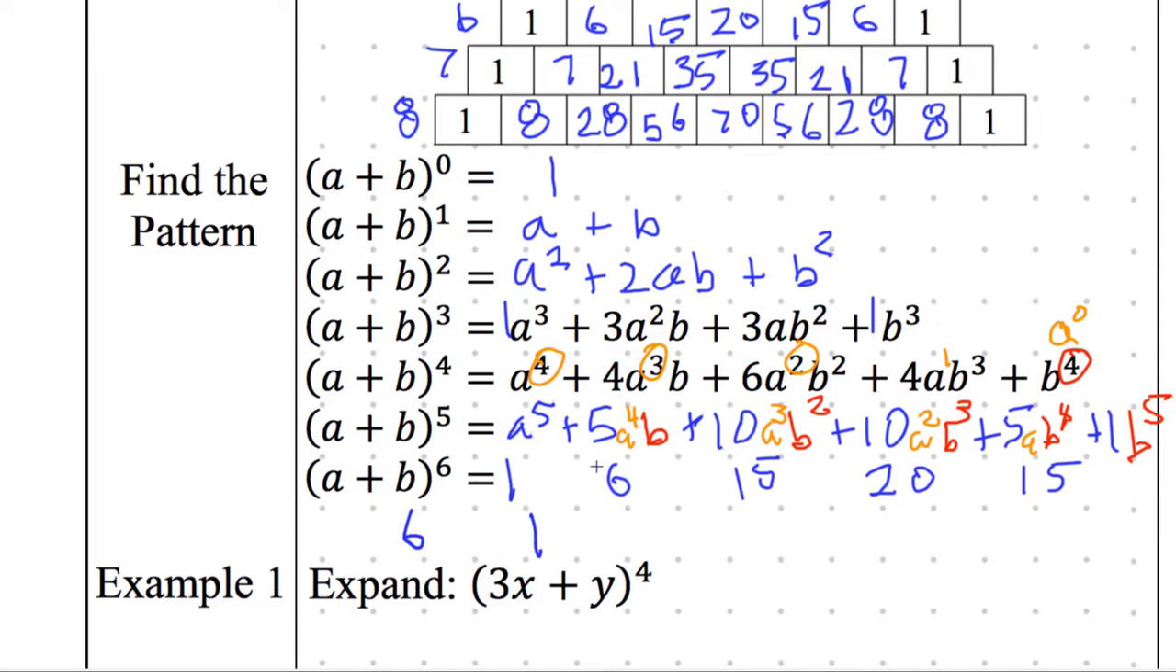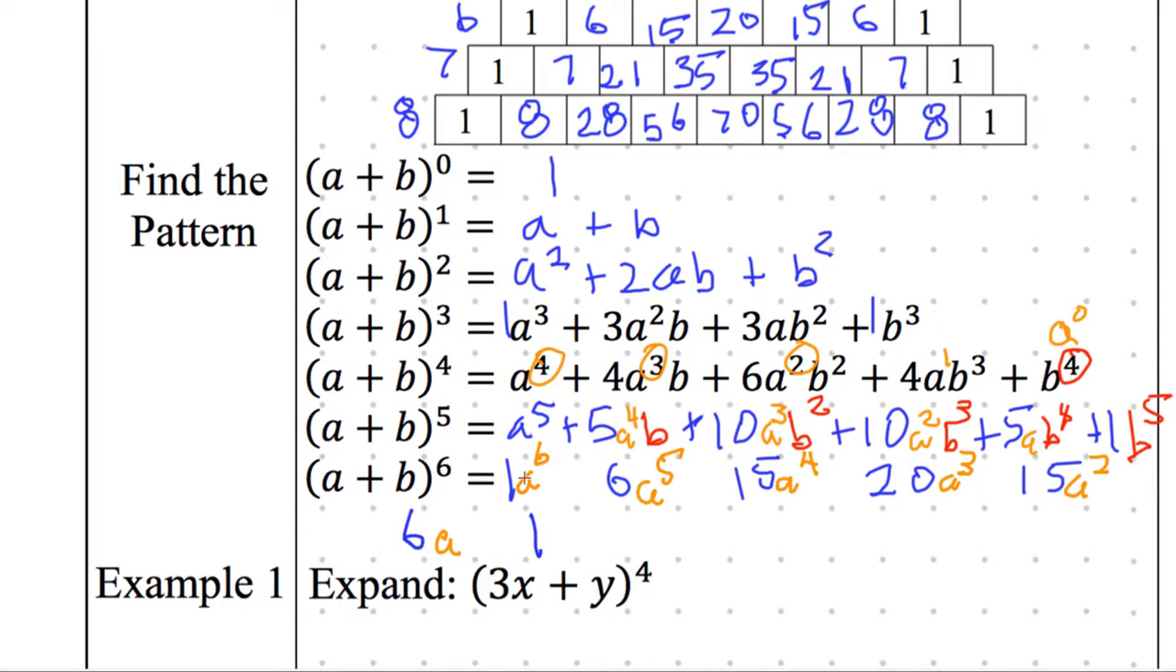Maybe you were able to squeeze it all into the same line. If so, props to you. And then I know that my powers of a, I'll do that in orange, start with 6. a to the power of 6, a to the power of 5, a to the power of 4, a to the power of 3, a to the power of 2, a to the power of 1, and a to the power of 0 is just 1.